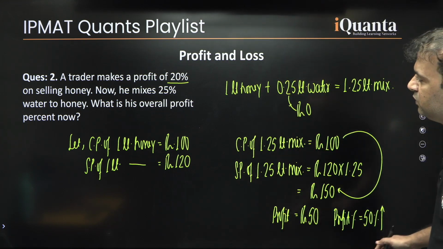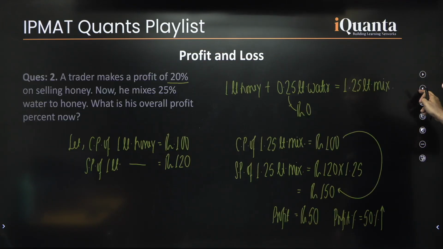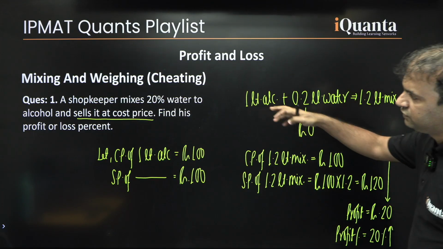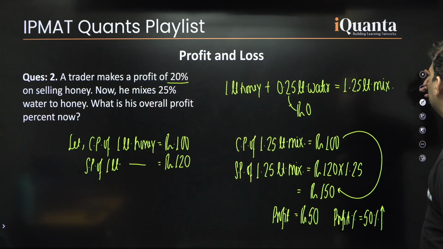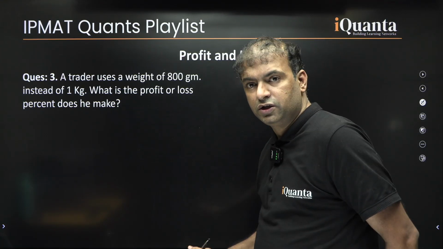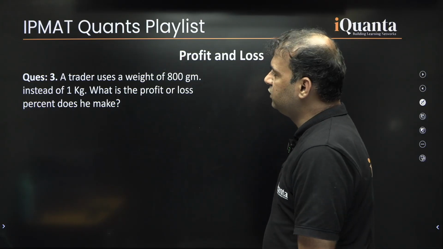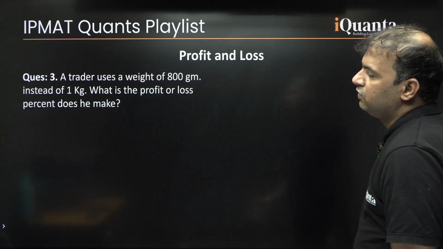Now let's do some examples of weighing, which I told you in the beginning. In the syllabus we have two kinds of cheating, mixing and weighing. So let's understand the weighing concept now. In weighing, again, we'll understand with the help of this question. The question says that there is a trader who uses a weight of 800 grams instead of 1 kg. What is the profit or loss percentage he makes?